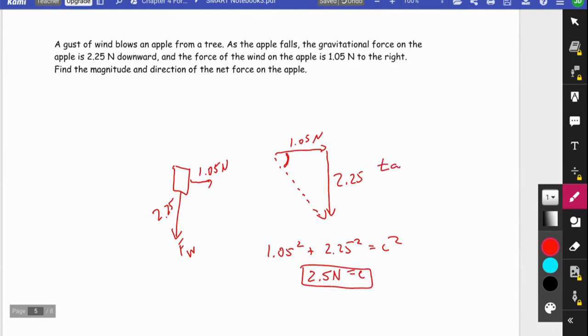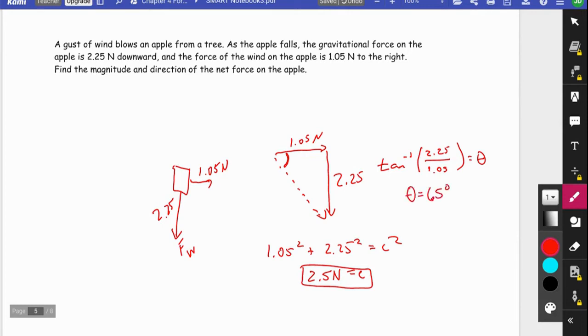So tangent inverse, so inverse tangent of my opposite over adjacent. Opposite is 2.25 over adjacent 1.05. That'll get us our angle. So you could have used any trig function though. We get an angle of 65 degrees.